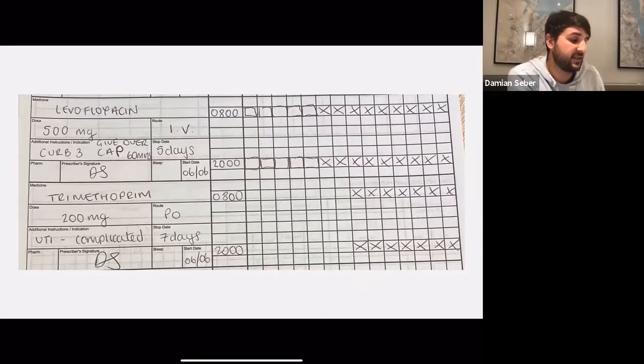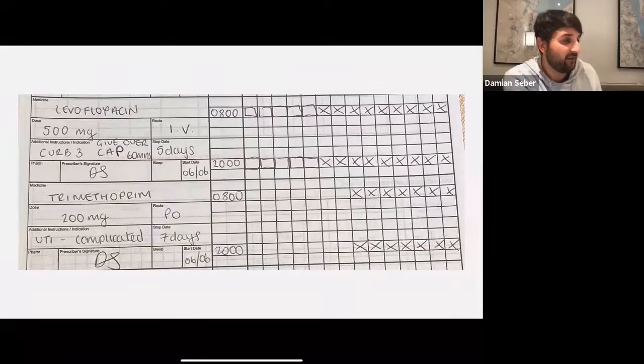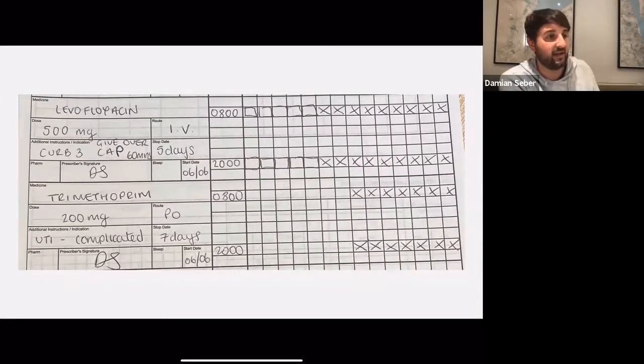For levofloxacin, there's a specific requirement to give it over at least 60 minutes. For the other ones, I don't think there is, like co-amoxiclav or Tazocin or anything like that. But a good way to check, if you don't know, is to search the drug on the BNF and then click medicine administration, and it will tell you there.